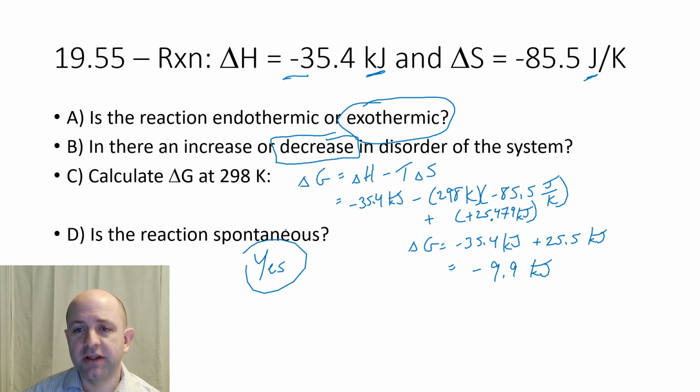And this is a very common one of get a delta H. Sometimes it's given to you, sometimes you got to do products minus reactants. Same thing for delta S, but once you've got them, you can say endo or exothermic, increase or decrease in disorder. You can plug in a temperature and get your delta G, and from that, is it spontaneous or not?